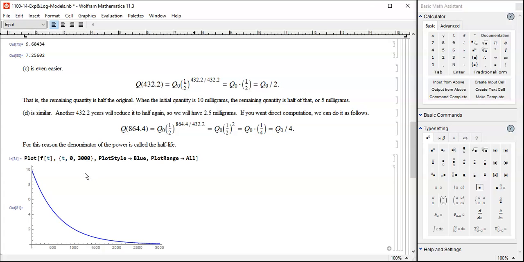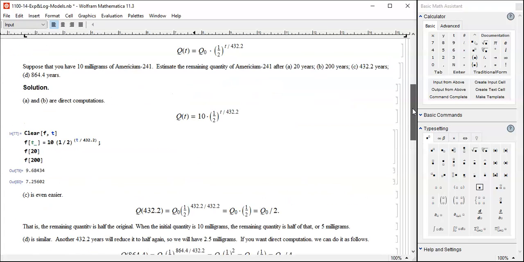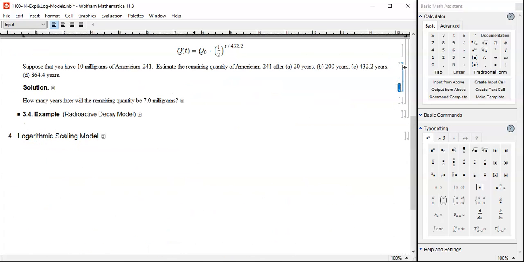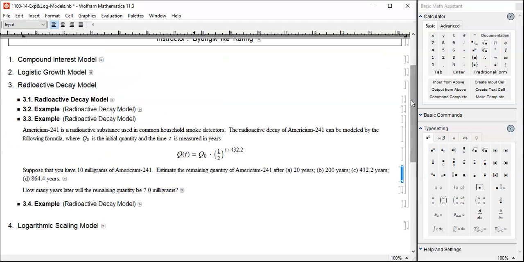Eventually, we'll have exponential decay going down like this. So first half, no big deal. Now, second half. How many years later? Okay, that's a little bit more worthy. How many years later will the remaining quantity be 7.0 milligrams?